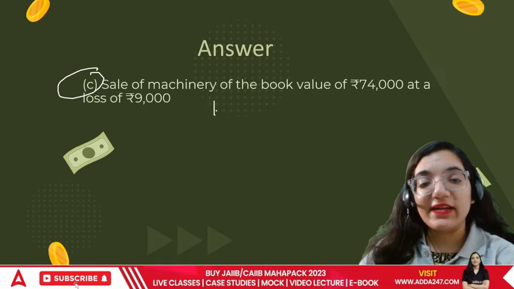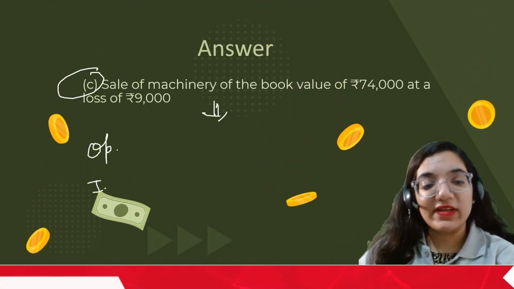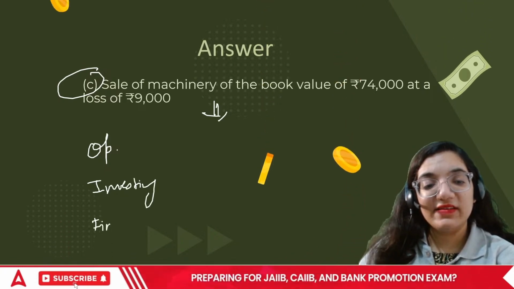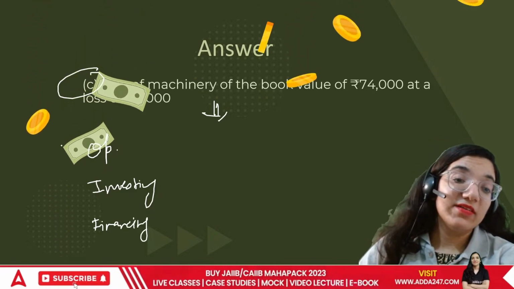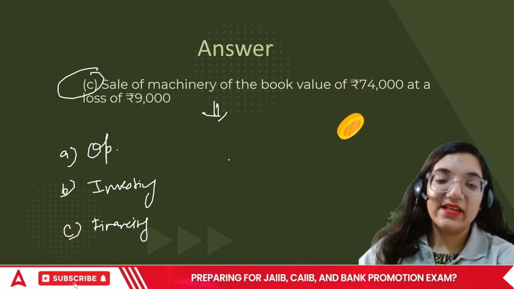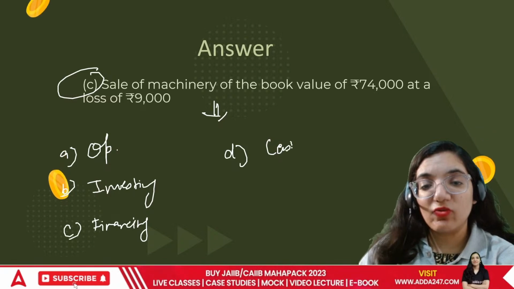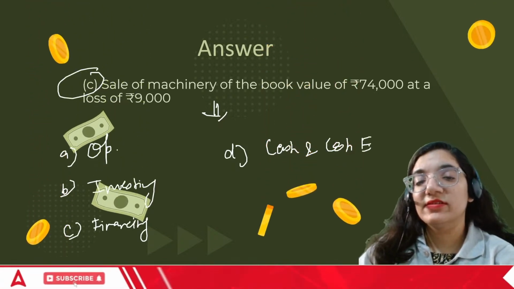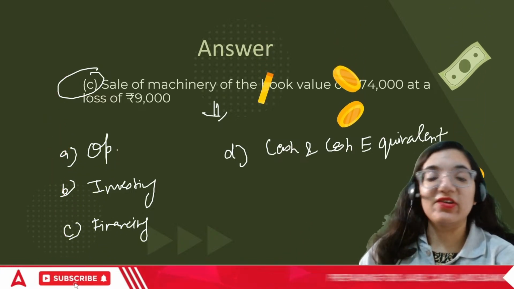Achha, can you identify whether it is operating, investing, financing? I'm making another question out of this. It can be converted into a case study format. A, B, C, and last can be it is resulting in increase or decrease of only cash and cash equivalent. Where would this be recorded?